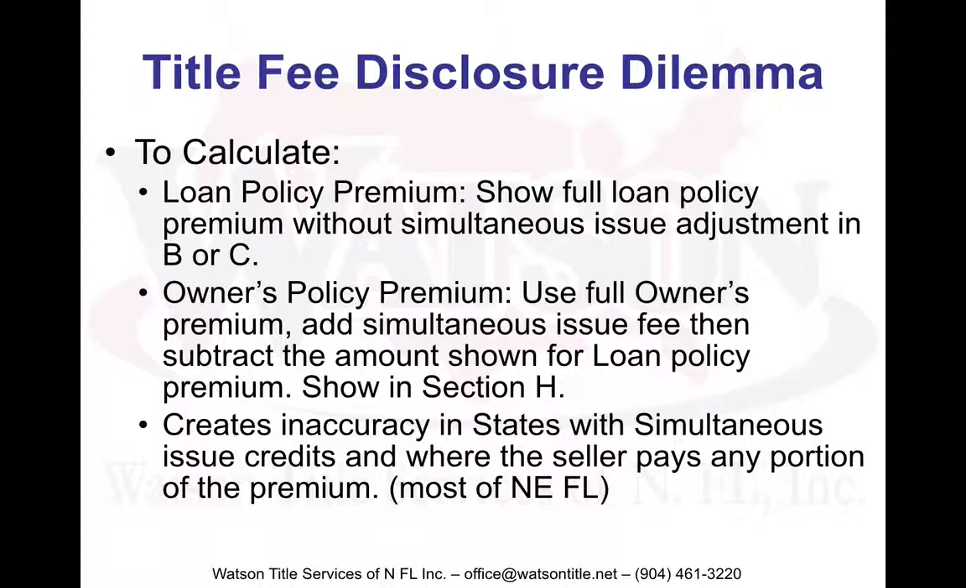The full value of the loan policy, as if it was standing alone without the simultaneous issue of an owner's policy, will have to be listed in sections B or C. Then the owner's policy premium, again, as if it was a standalone policy without simultaneous issue with the loan policy, will be listed in section H, a section we will cover later on in this session. What will be done is that we will have to add in the simultaneous issue premium to the owner's policy premium and then subtract out the loan policy premium listed earlier in sections B or C.